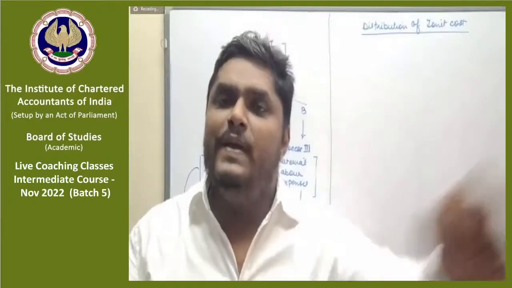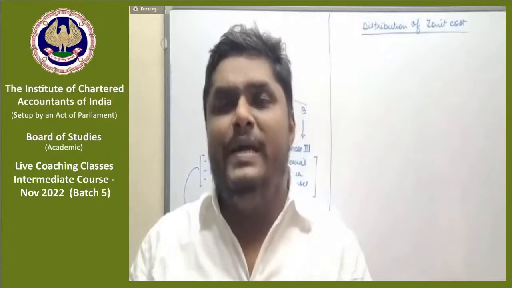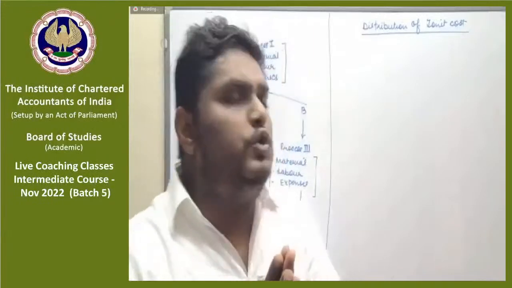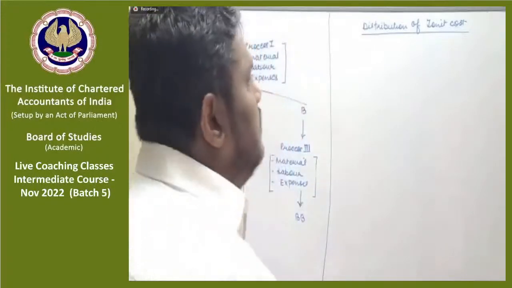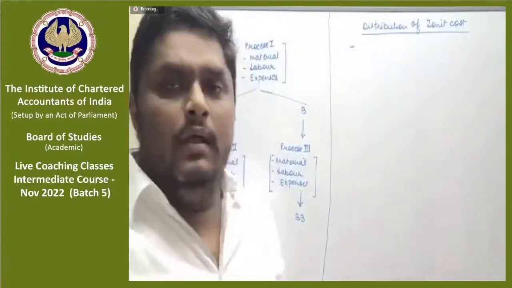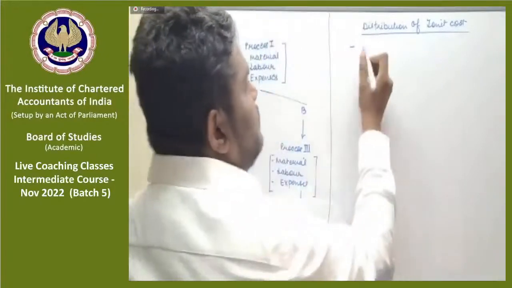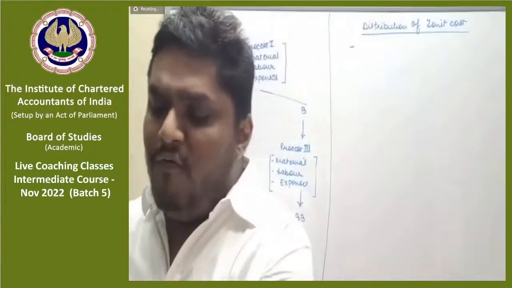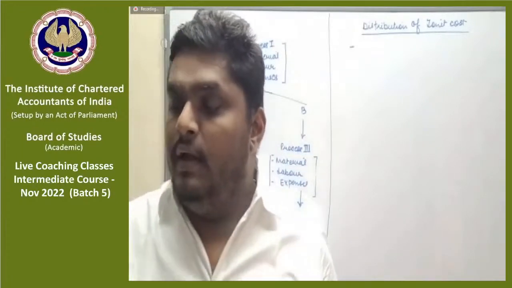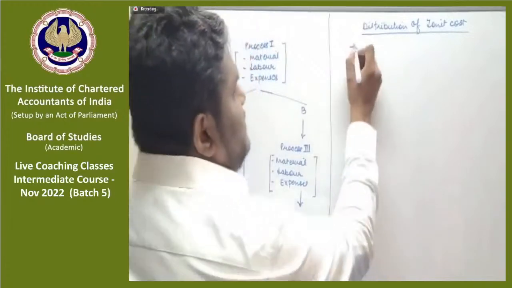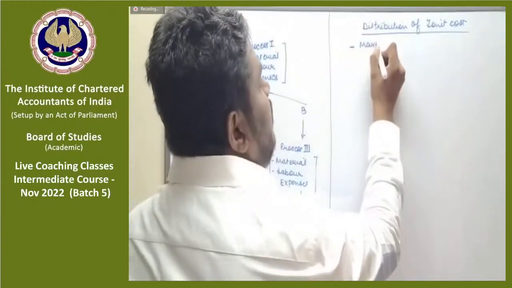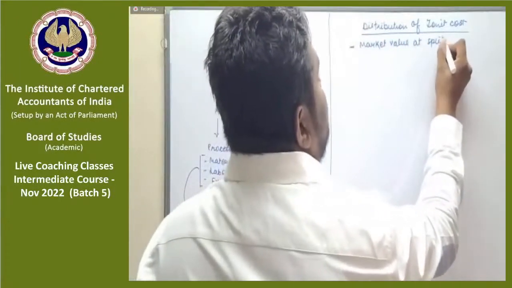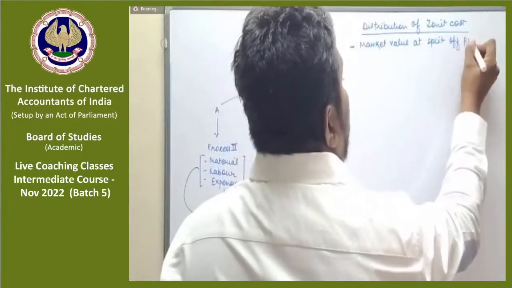There are various methods given in the study material, so we will be discussing each and every method one by one. So when talking about distribution of joint cost, the best approach is to distribute the joint cost in the ratio of market value at split off point.